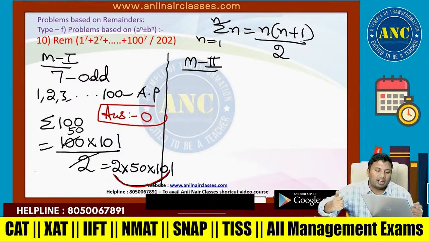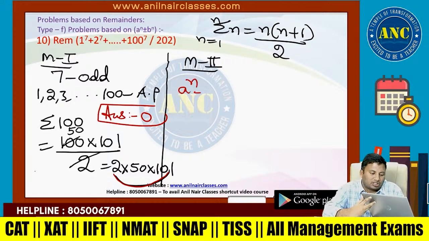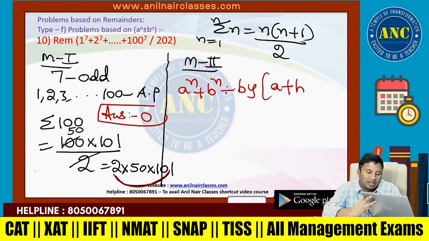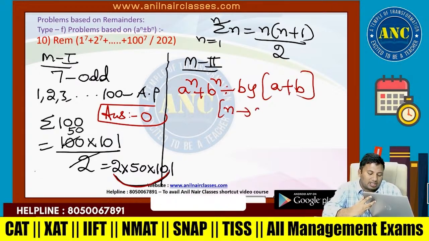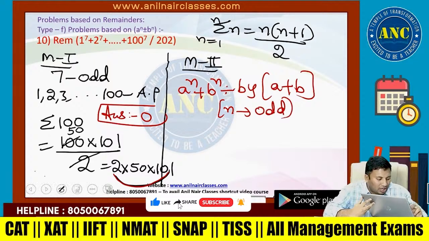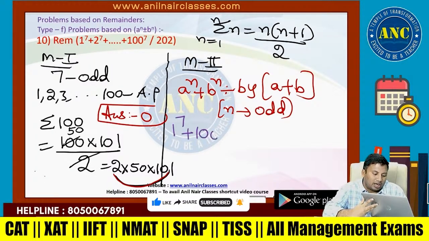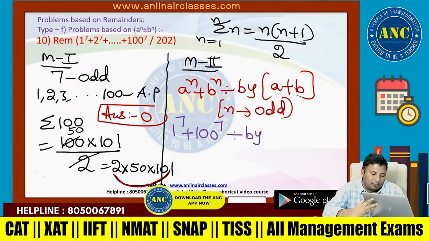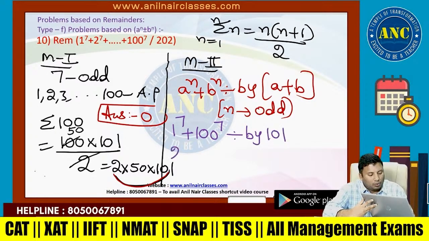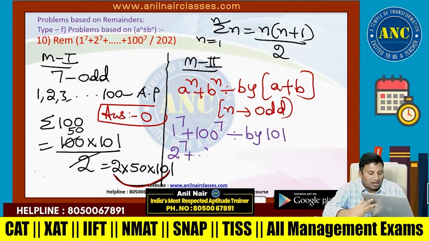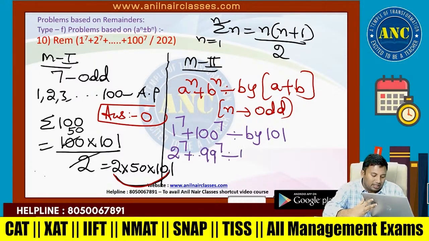Anil sir, I forgot this logic. You can also use this logic: a power n plus b power n is always divisible by a plus b if n is an odd number. See here, 1 power 7 plus 100 power 7 is divisible by 101. 2 power 7 plus 99 power 7 is divisible by 101. 50 power 7 plus 51 power 7 is divisible by 101.